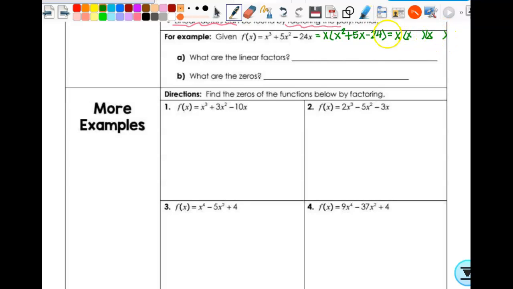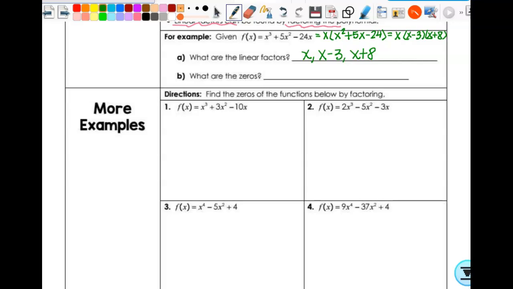I need 2 numbers that multiply to give me a negative 24, so I know that the signs are opposite. They have to subtract to give me 5, so what are my numbers? 8 and 3. Which one's negative? 3. And this is 8. Okay, so there you go. Boom, factored. So my linear factors are x, x minus 3, and x plus 8. Those are my linear factors.